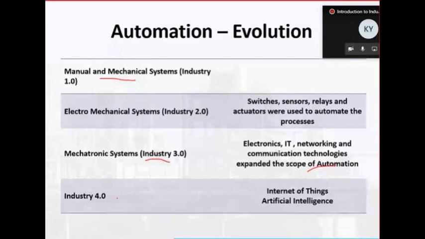Then Industry 4.0 is still in progress. The main factors there are the Internet of Things and artificial intelligence. So what is the Internet of Things? Have you heard about it?